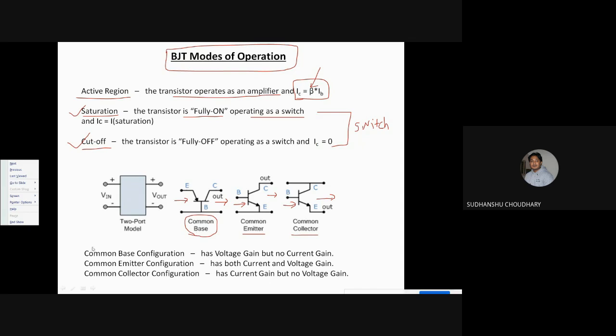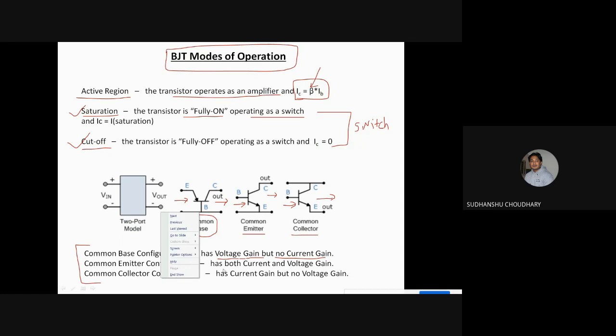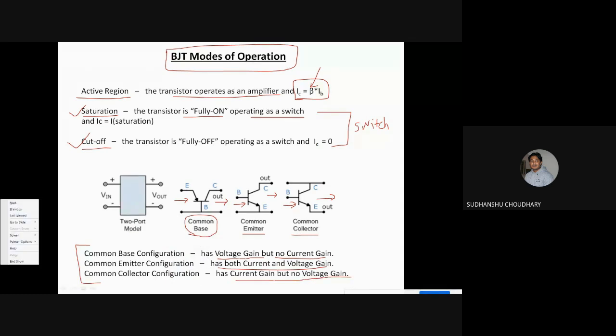Okay. Now this common base configuration can give you a high voltage gain but no current gain. Then common emitter, it has both current and voltage gain. Common collector configuration has current gain but no voltage gain. Right. So again, these are things which you will learn in a circuit course, which is obviously not the objective of this course.